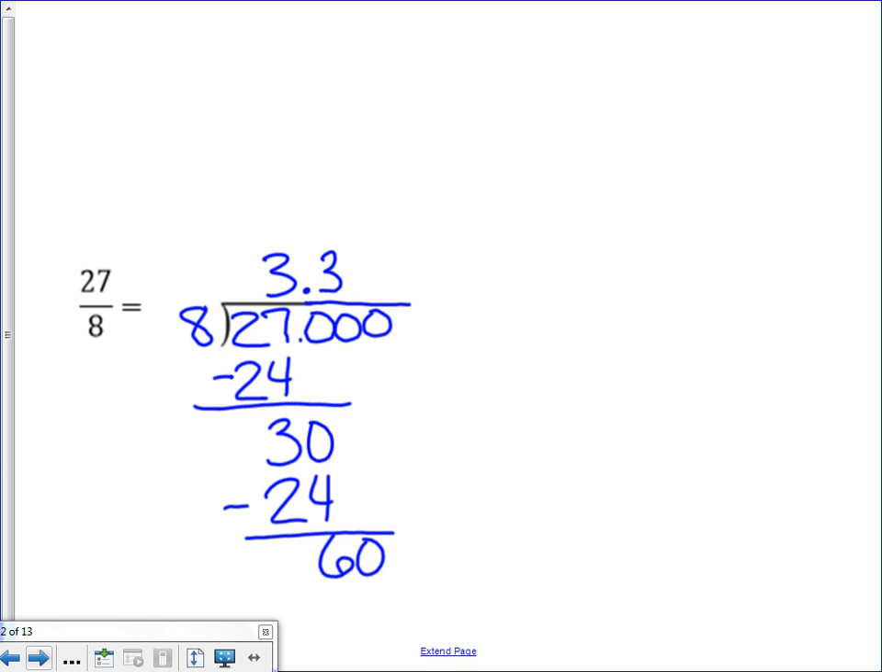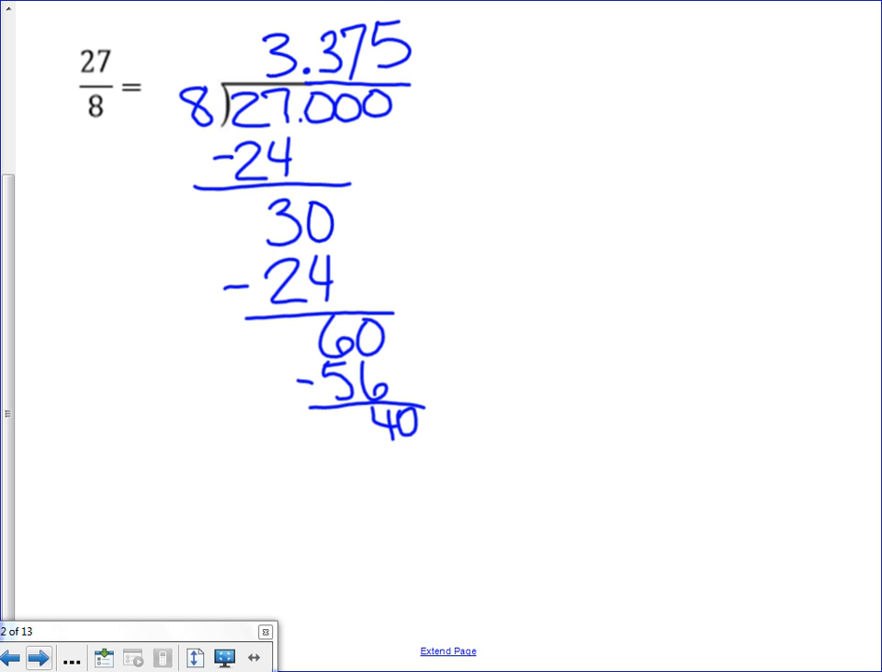6, bring down my 0, so 60. 8 goes into 60 7 times. 7 times 8 is 56. So 60 minus 56 is 4. Bring down my 0. 8 goes into 40 5 times. And 5 times 8 is 40. So I am done. So the answer to this problem is 3.375.